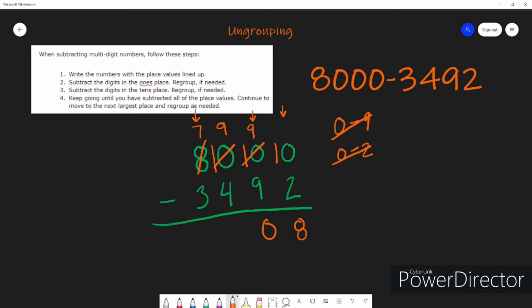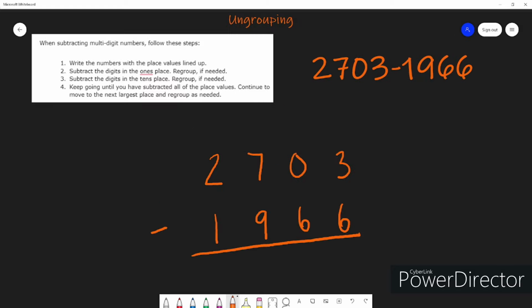9 minus 9 is 0. 9 minus 4 is 5. And wrapping up with 7 minus 3 is 4, leaving us with the answer of 4,508. Our first unique situation comes in when we have zeros and other digits at the top of the number.